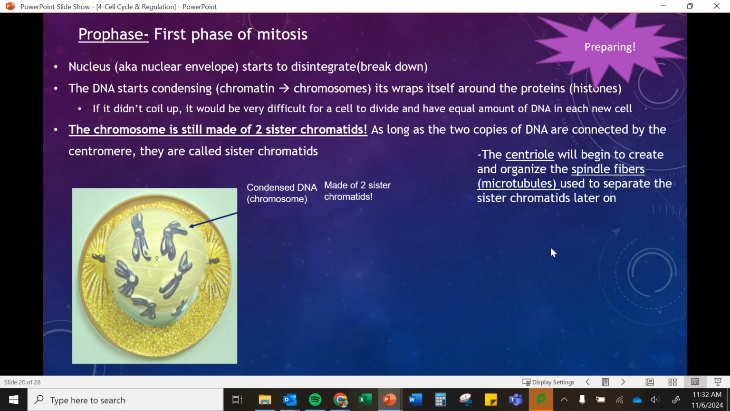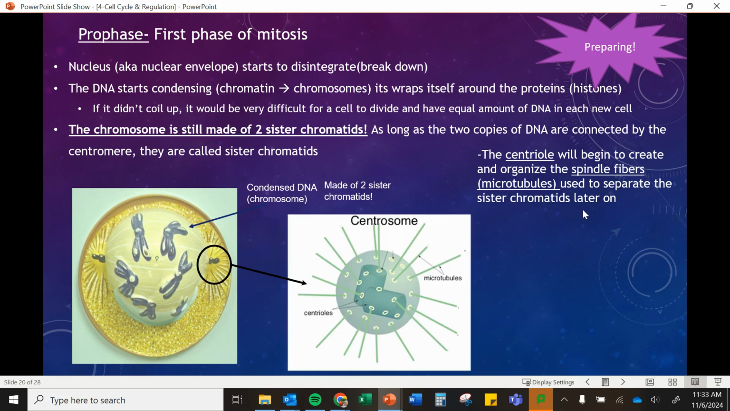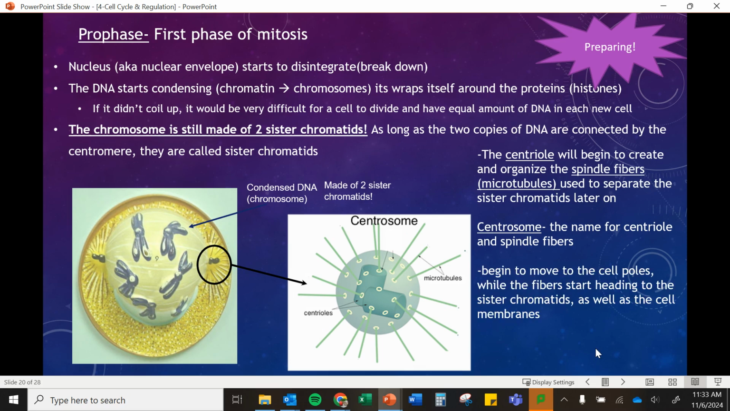Okay, the centrioles will be created, and organized spindle fibers, which are made of microtubules, will be used to interact later with the sister chromatids. So here's this centrosome that's going to be produced here as well. The centrioles and the spindle fibers together make the centrosome. So these are special organelles that are used in mitosis, and they're going to be synthesized in this step. And they begin to move to the poles, the two ends of the cell.